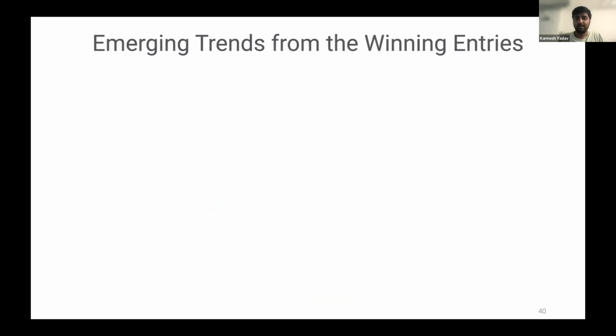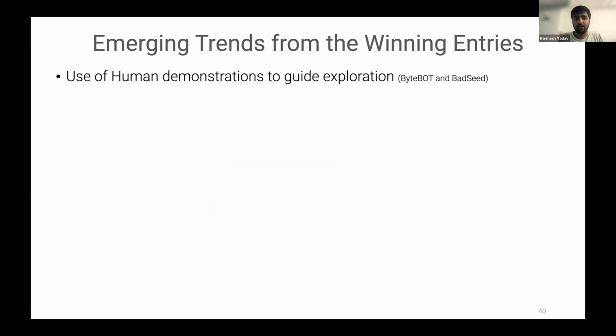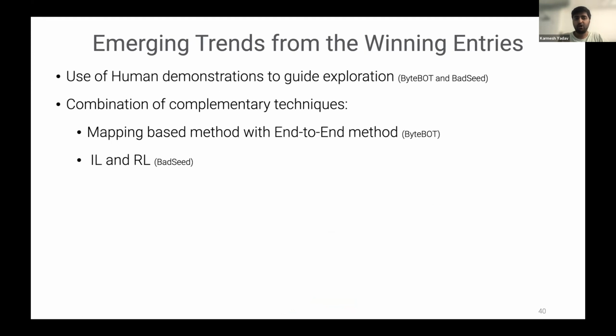Okay, let's quickly try to look at some emerging trends based on those presentations that we saw from the winning entries. So first of all, we saw that the top two teams were using human demonstrations. Badseed used it much more than Whiteboard, but there's some good trends there. Then we saw a combination of complementary techniques by a lot of the approaches. Bytebot uses a combination of mapping-based method with end-to-end method, and Badseed combines imitation learning with RL.